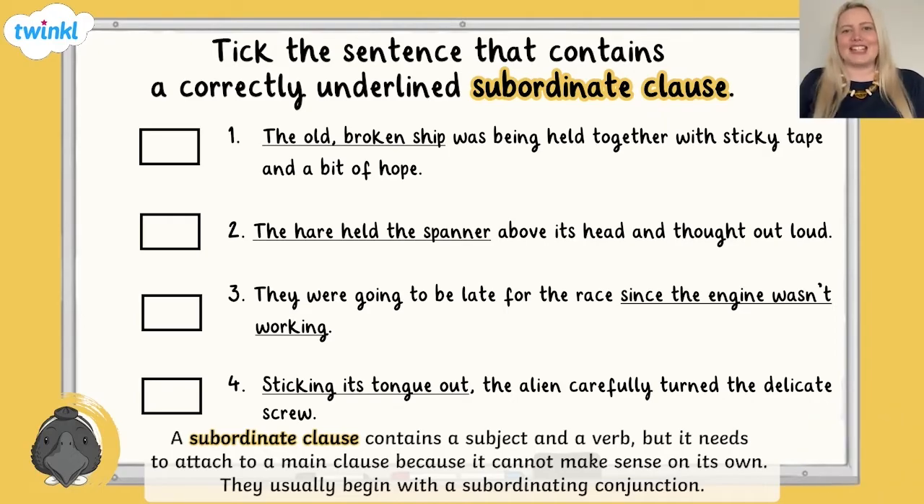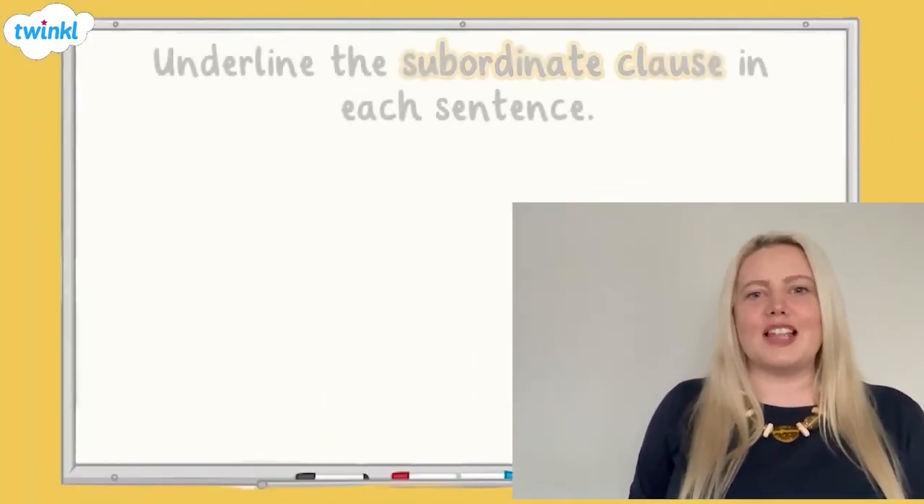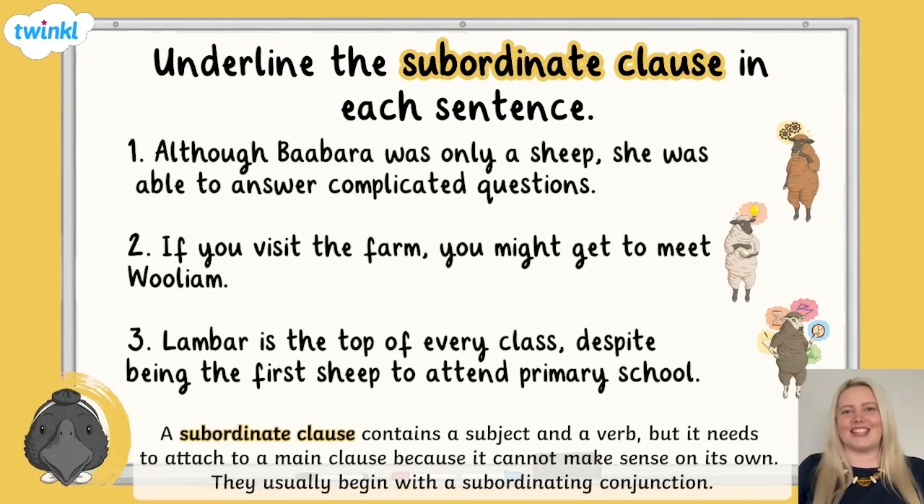Well done if you said they were going to be late for the race since the engine wasn't working. Since the engine wasn't working begins with the subordinating conjunction since. Hoo-yah! For our final question, you're being asked to underline the subordinating clause in each sentence.